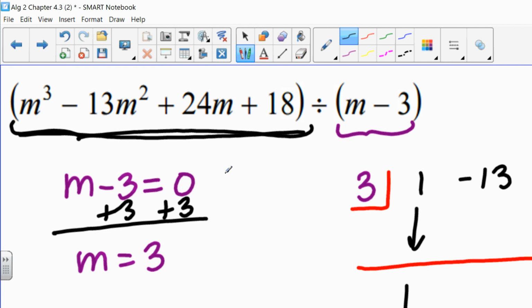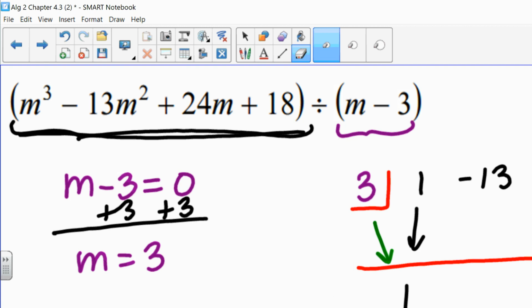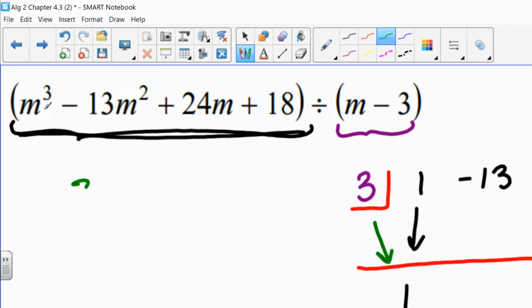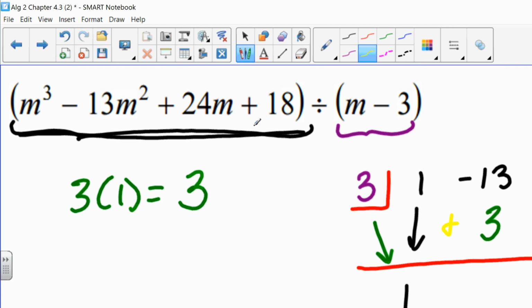Now that we're going to actually start doing synthetic division, our first step is to bring down the first number. Now we're going to multiply it by 3. I'm going to erase this here. So we'll have 3 times 1, which is, and we'll put it under the second number. And then we will add straight down.